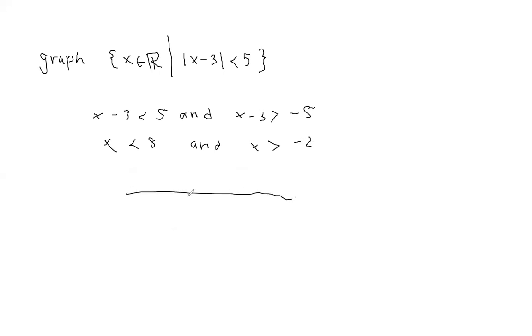Now, because my domain is reals, I can just draw -2 and 8. And there's no equal bar, so I put an open dot on both of these, and then I fill in all of the real numbers in between those two.